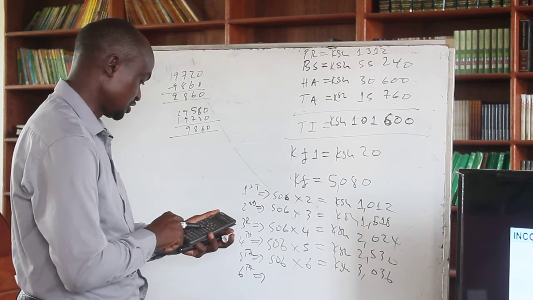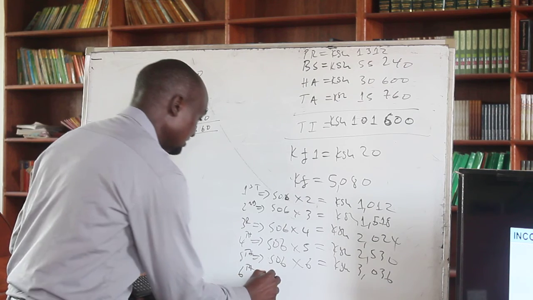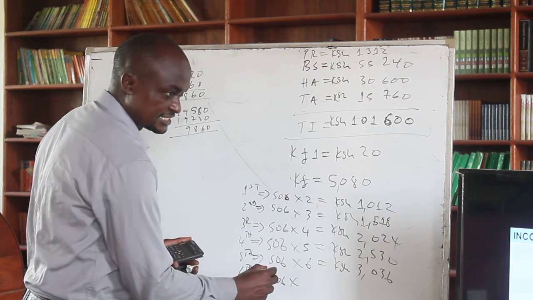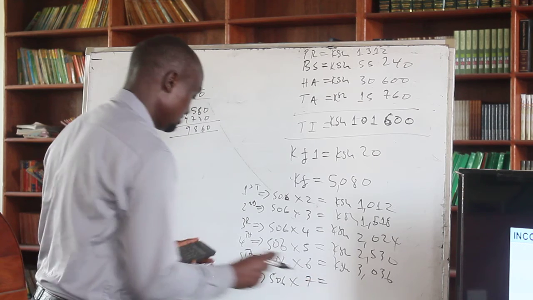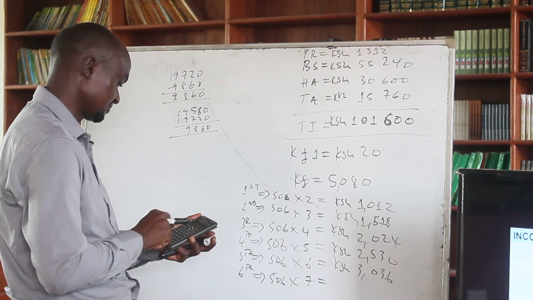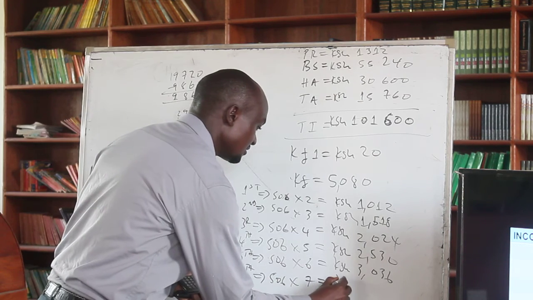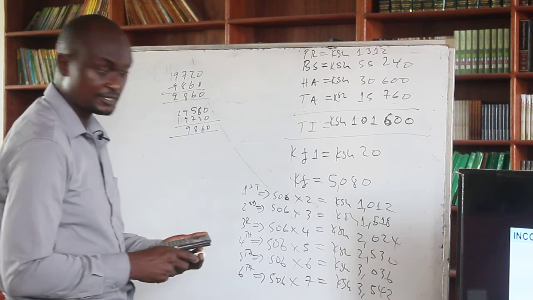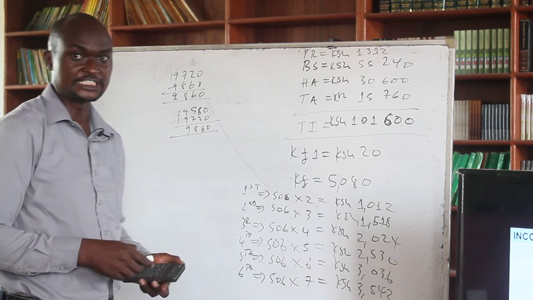Minus 2530. Yes, 506 multiplied by, the rate here is 7 shillings per pound. So multiply that by 7 and we get 3,542. So this is how much tax is supposed to be paid for each bracket.